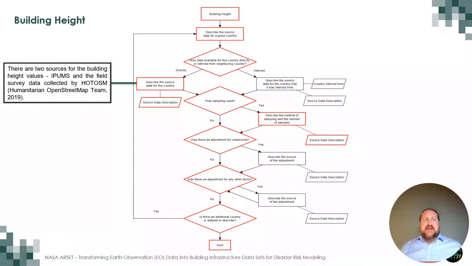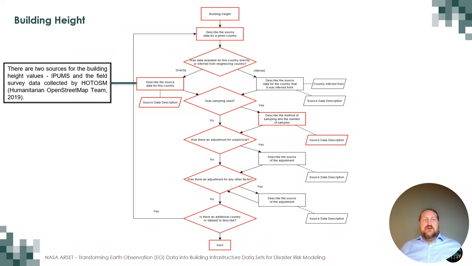And then getting into the flowcharts, here's the building height flowchart. As you're following along from the top, the question that's being answered here is, was data available for this country directly or inferred from neighboring countries? So was building height available directly, or was building height inferred from neighboring countries? The answer is directly. So we've taken the yes branch, the directly branch.